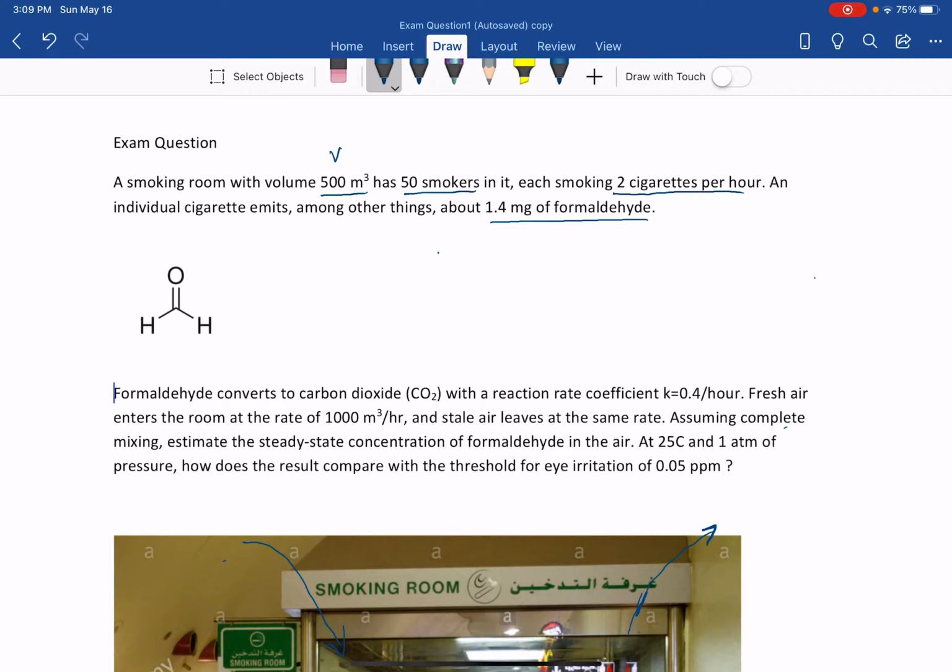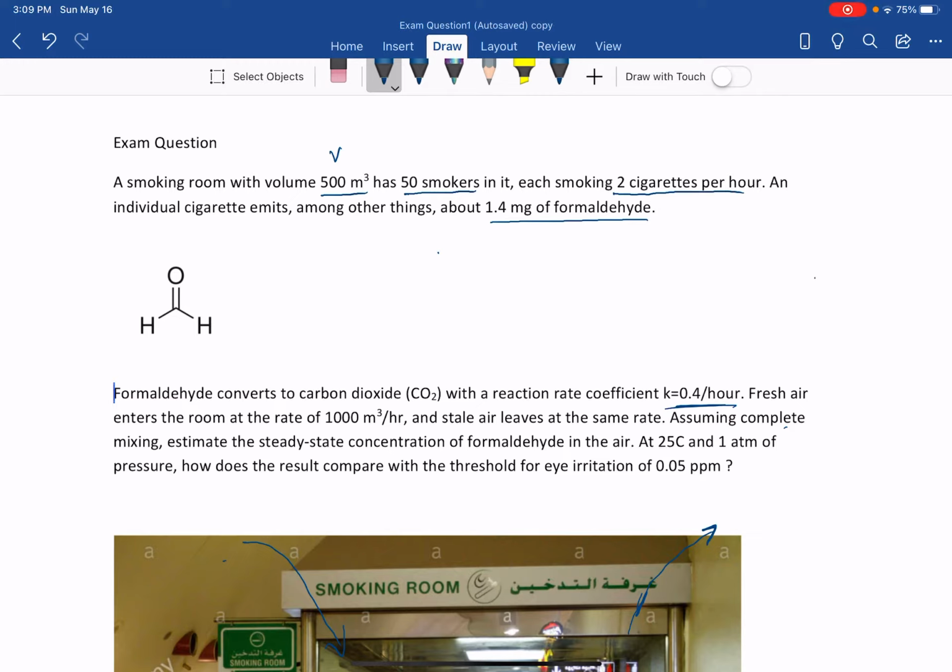Formaldehyde has this chemical structure. Of course, you don't see the carbon, but the carbon is in the center. There is one single bond with hydrogen, another single bond with hydrogen, and a double bond with the oxygen. So the chemical structure of formaldehyde is like that. Formaldehyde converts to carbon dioxide, CO2, with a reaction rate of 0.4 per hour.